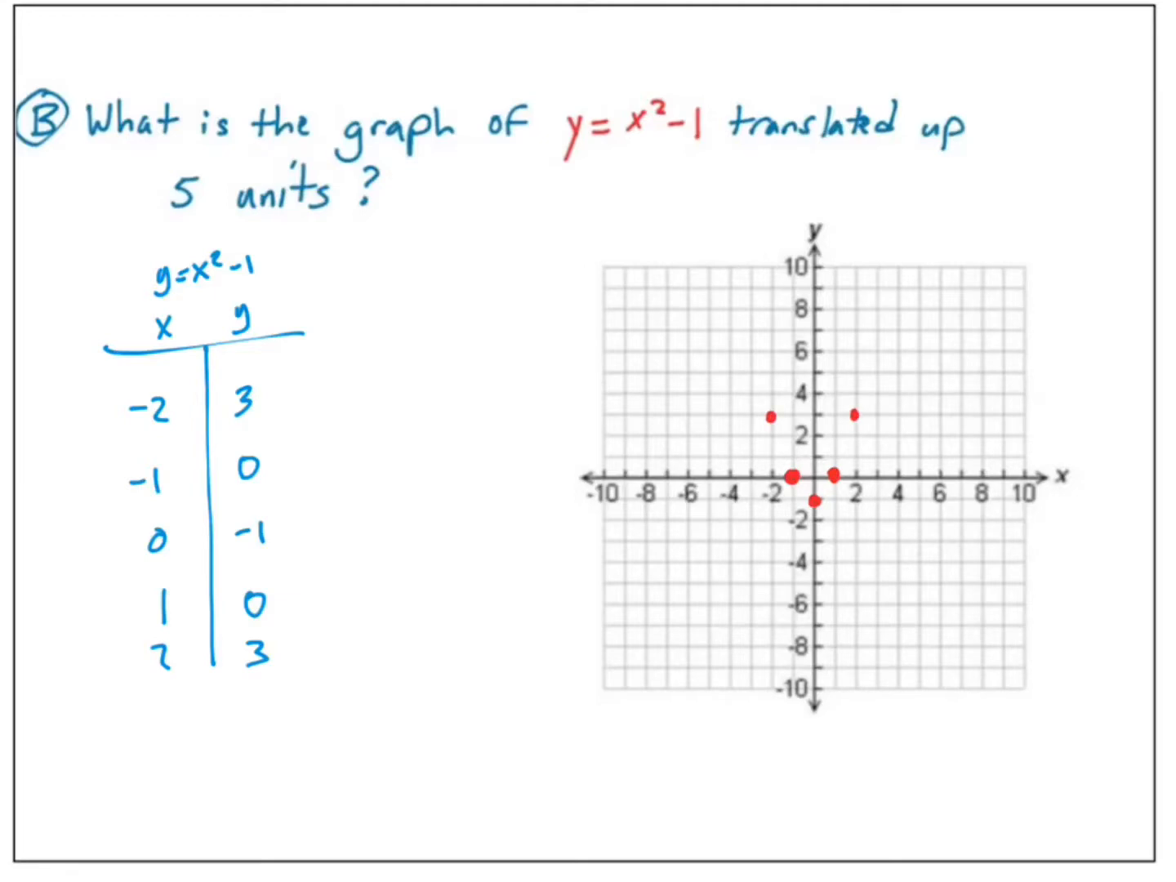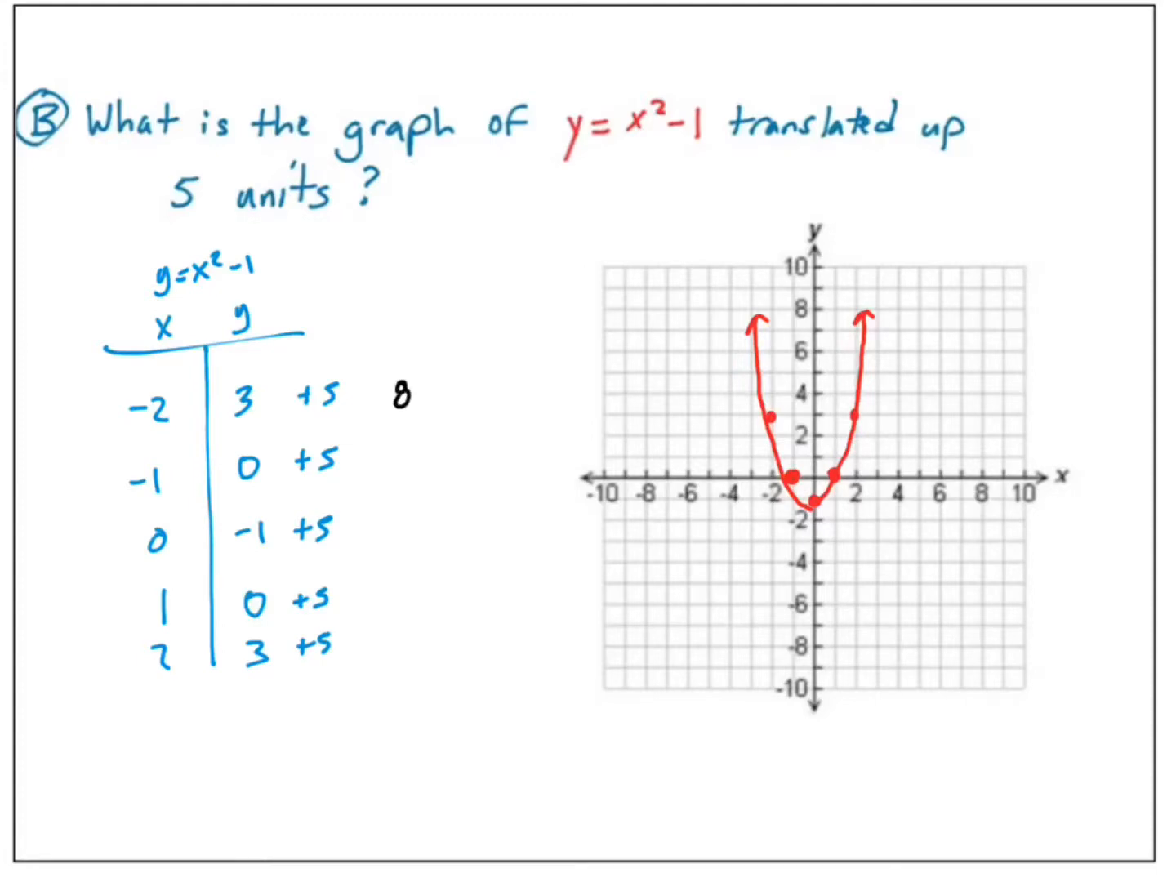So this is our parabola to start with. And it asks, what is the graph of y equals x squared minus 1 translated up 5 units? So ideally what we would do is take each of these values and shift each y value up 5 units to get our new points. And so then we would graph those.